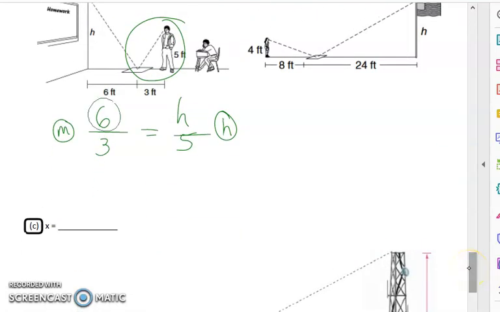By cross multiplying, 6 times 5 is equal to 3 times H. So 3H equals 30. If I divide both by 3, H is 10. So the height of this room is 10 feet.